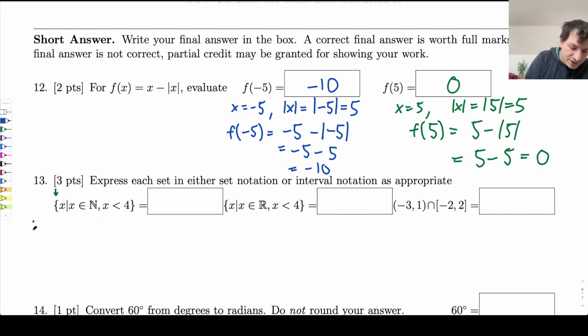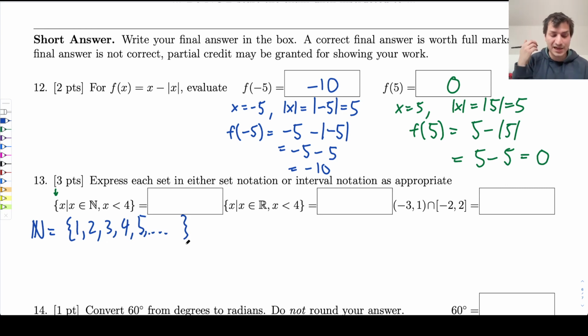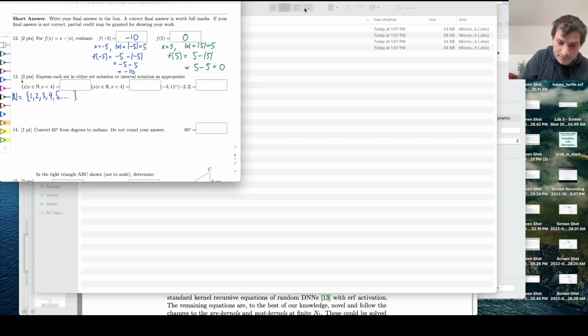So we're talking about the natural numbers, starting at 1. 1, 2, 3, 4, 5, ... Those are the natural numbers. And we're talking about: give me all the natural numbers that are what?